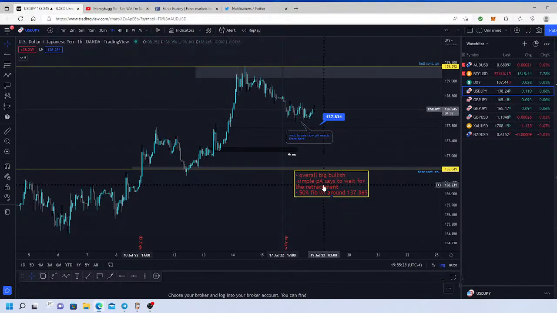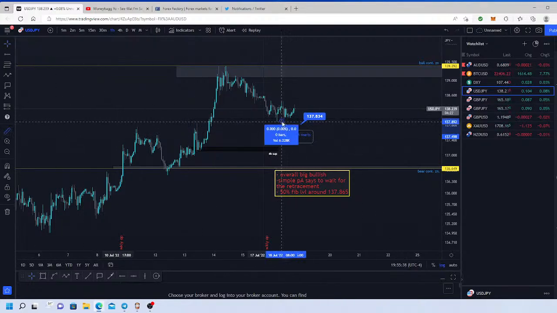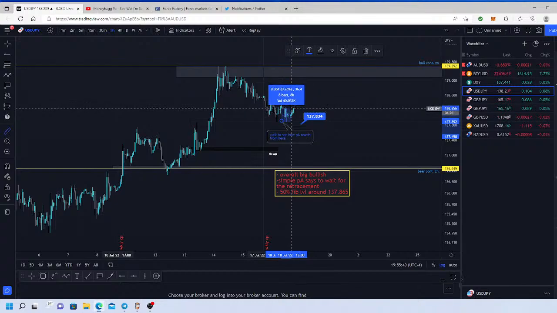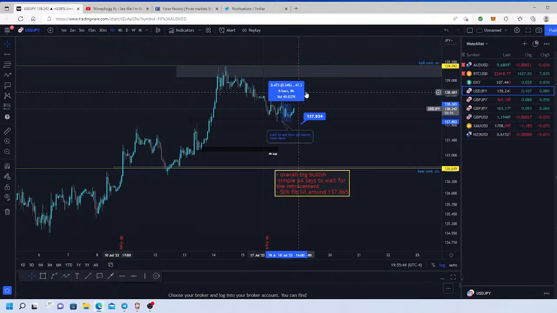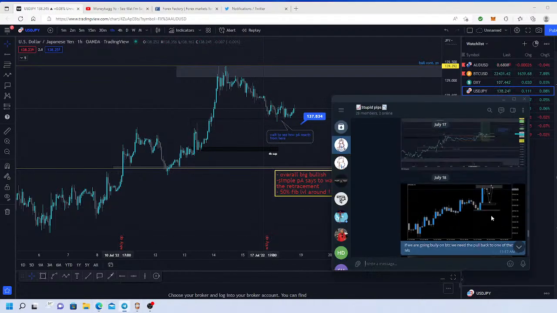Overall bullish, simple. Price action says wait for a retracement, 50% fib around 17, right where it's at. So price action did come down. Would have been a pretty tight entry, pretty sniperish, and potentially would have been up about 34 pips at this point. And then, yeah, you could have been cashed out by now. If you took this trade based off the weekend analysis, we got that one in the group as well.